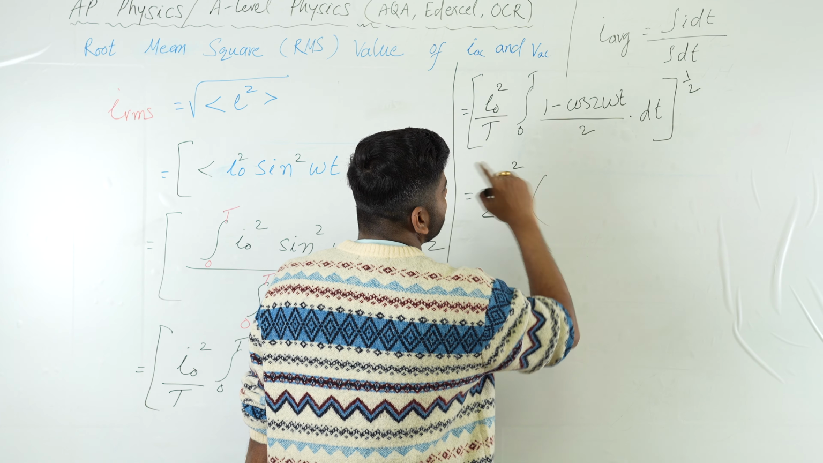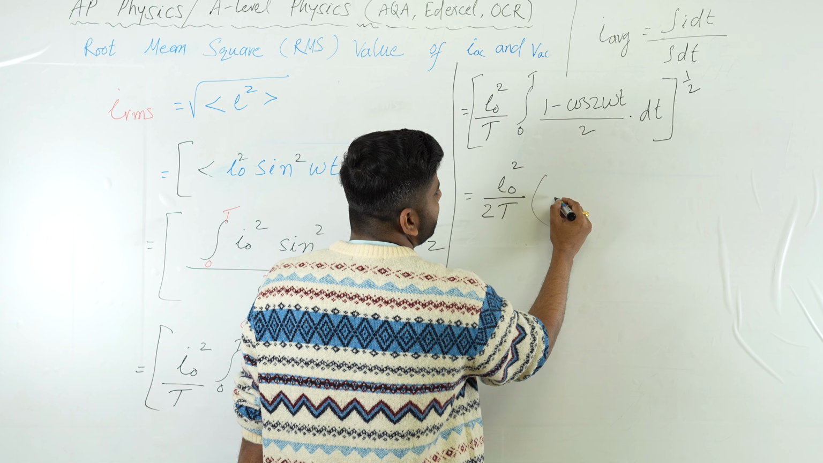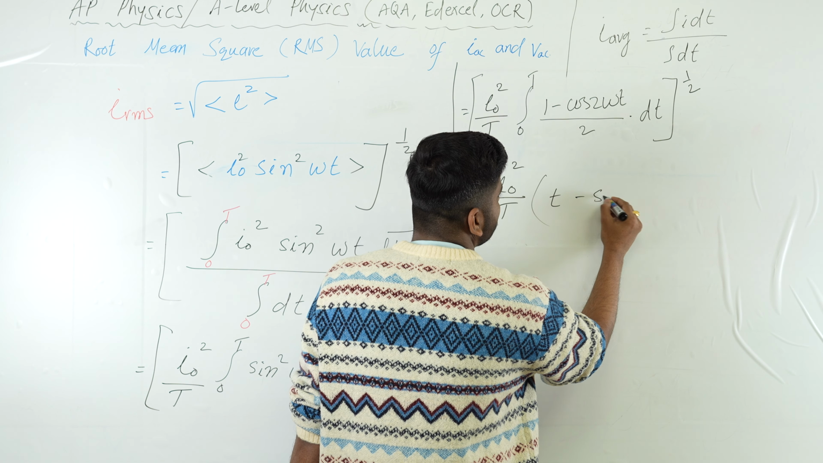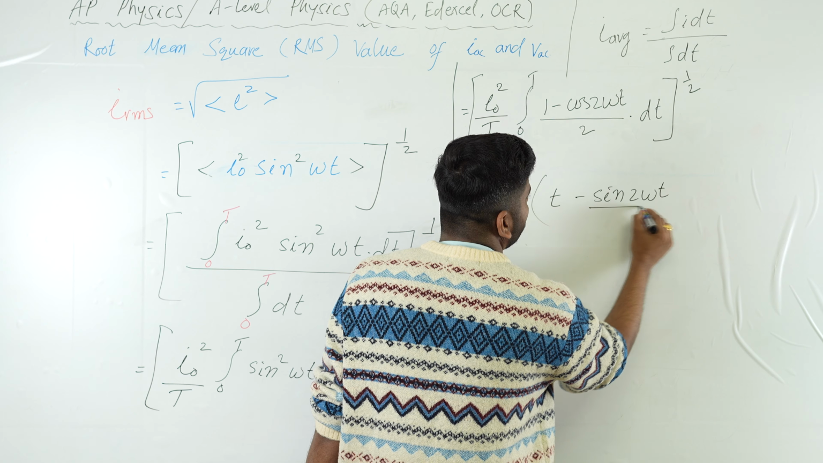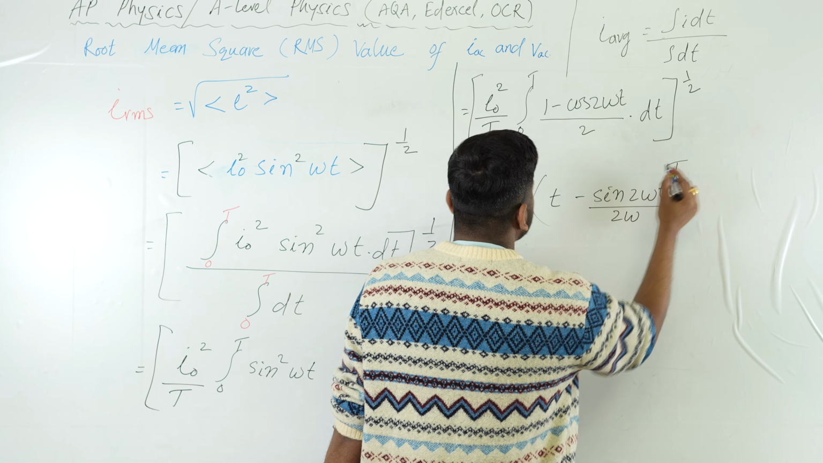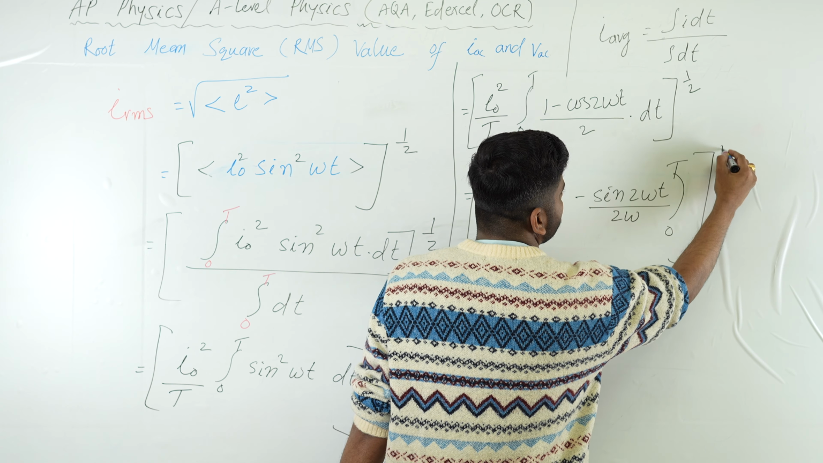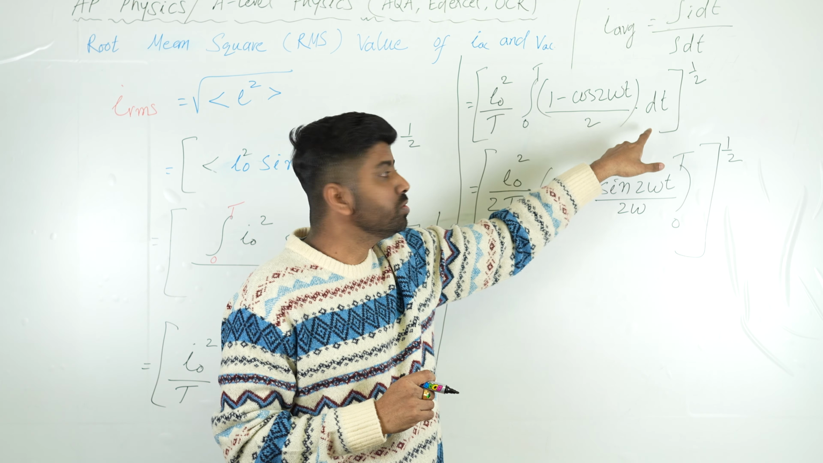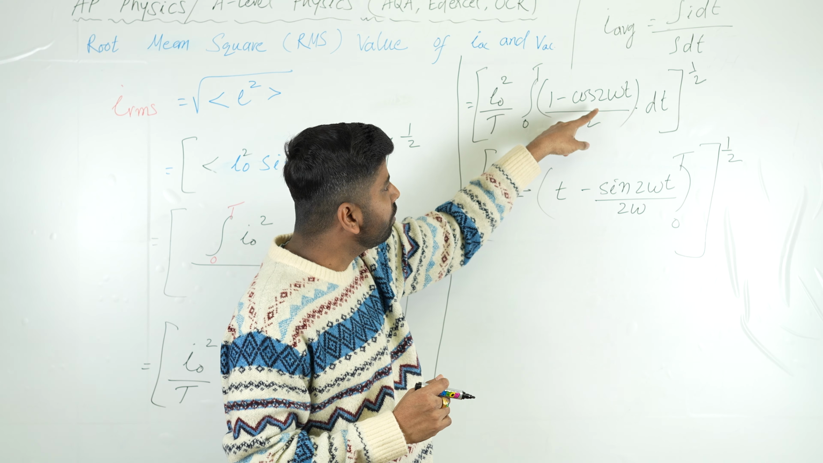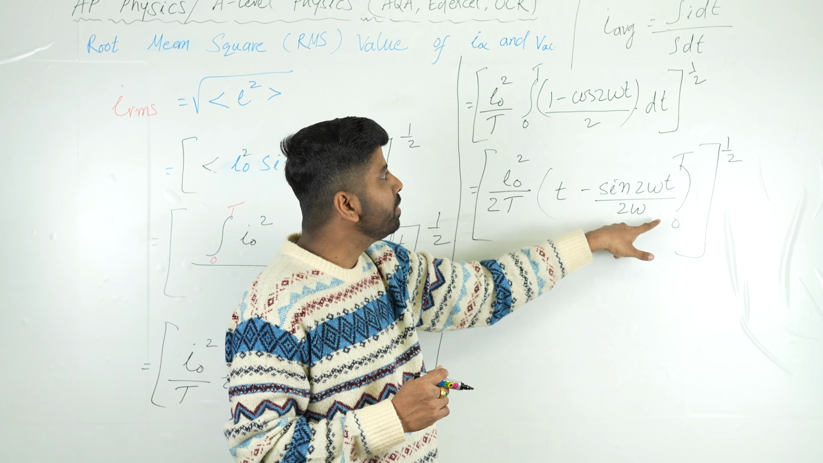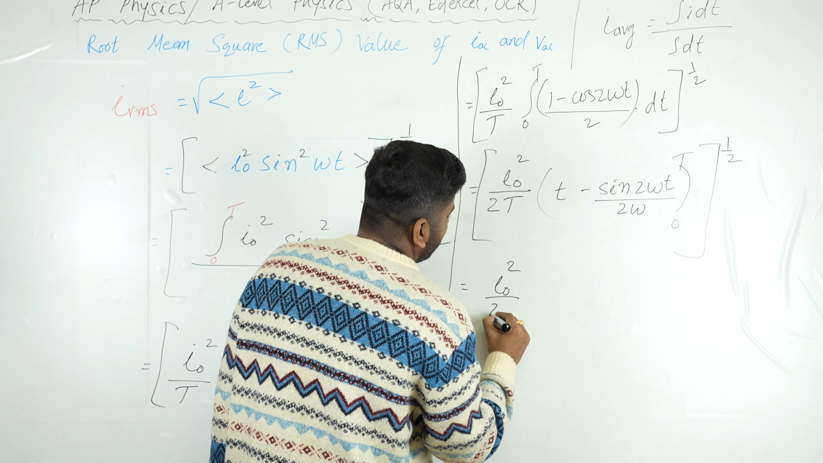So now the integration of 1 will be t. Now integration of cos 2 omega t is equal to sine 2 omega t upon 2 omega, right? And this integration, the range is from 0 to t, and outside the power is 1 upon 2. Is it clear to all? Now the integration of 1 with respect to dt is t, and the integration of cos 2 omega t with respect to dt is sine 2 omega t upon 2 omega, right? Now in the next step I can write I naught square upon 2t.